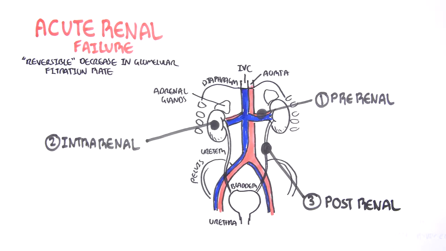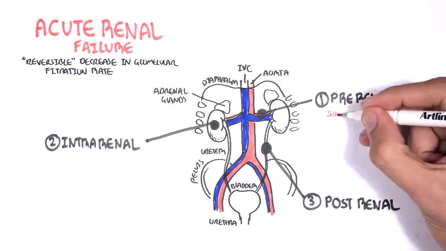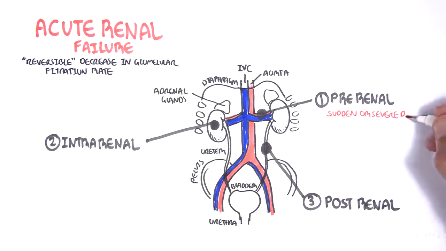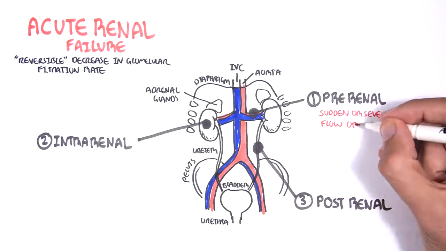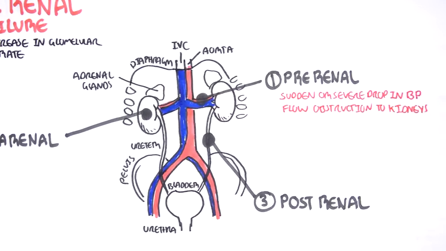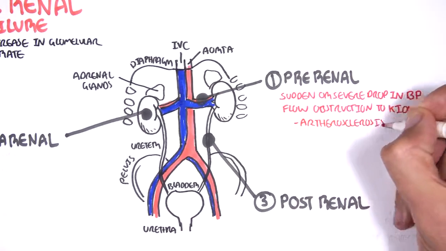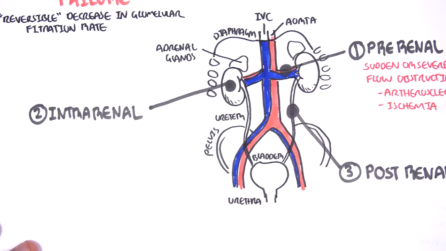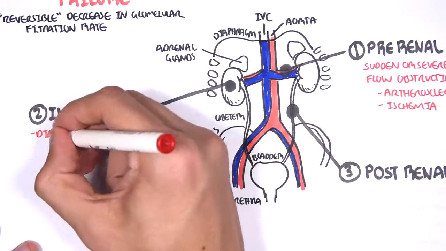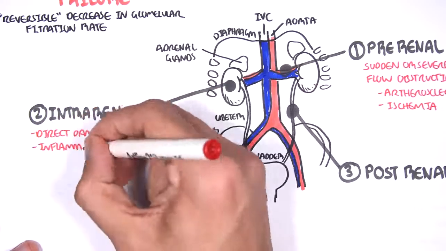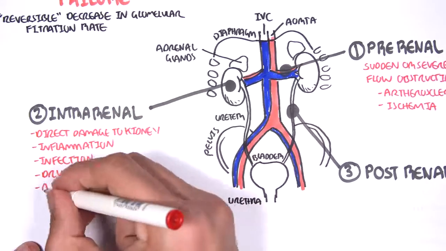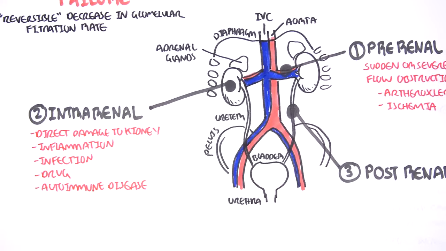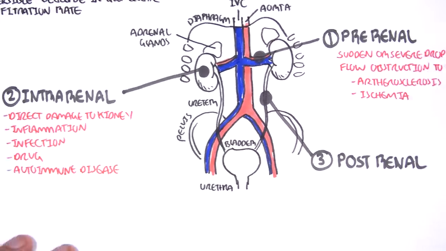So a pre-renal cause of acute renal failure can be due to a sudden or severe decrease in blood pressure, or it can be due to a flow obstruction to the kidneys, and this can be due to atherosclerosis or some form of ischemia, so stenosis. And then you have intrarenal causes. Now, intrarenal causes include direct damage to the kidneys itself, inflammation within the kidneys, a form of infection, drugs, as well as autoimmune diseases such as systemic lupus erythematosus. I hope I pronounced that right.